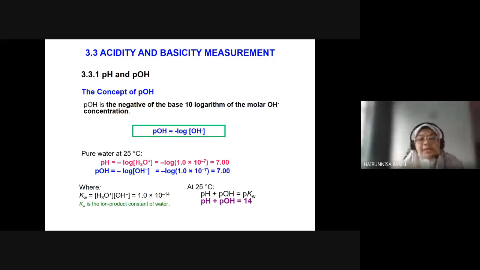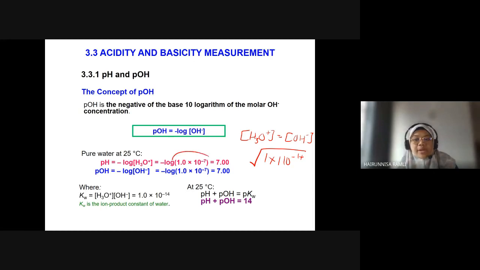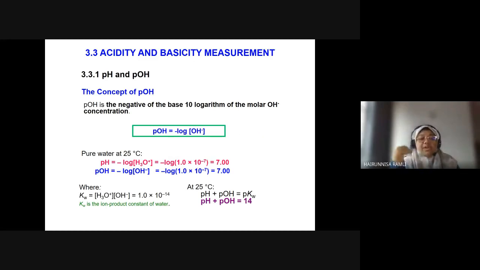So you belajar tadi pure water, okay, value dia adalah 1 kali 10 kuasa negatif 14 kan. The Kw kan. Okay, so we know that in pure water the value of H3O plus is equals to the value of OH minus, kan, where it is actually 1 kali 10 kuasa negatif 14 square root kan. That's why you akan dapat 1 kali 10 kuasa negatif 7. So if you negative log the concentration, you akan dapat 7. Itulah maksudnya kenapa the pH for pure water is equals to 7.